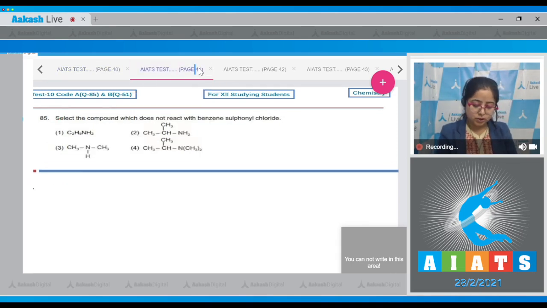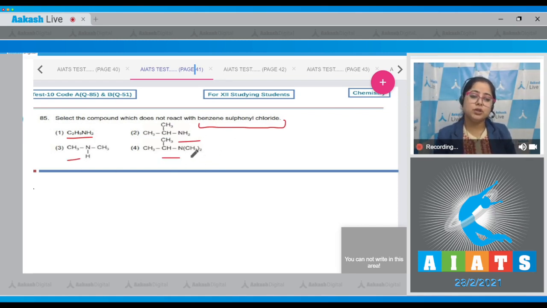Moving to next question, which is question number 85. Let's read it. Select the compound which does not react with benzene sulfonyl chloride. Student, benzene sulfonyl chloride is Hinsberg reagent. So let's see, this is 1 degree amine, this is again 1 degree amine, this is 2 degree amine, and this is 3 degree amine.